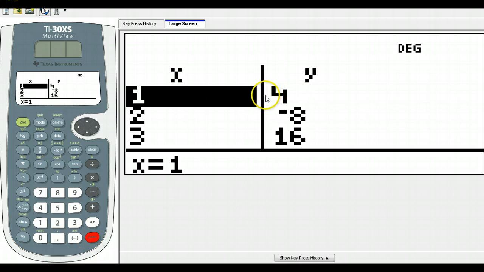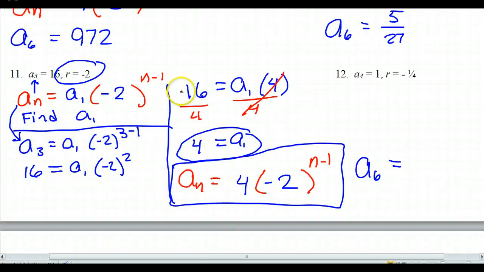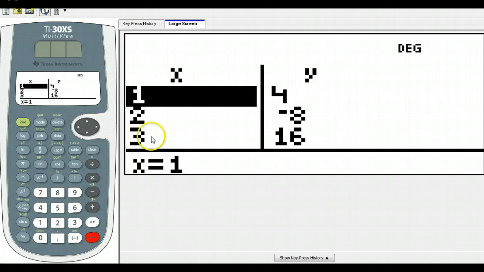If we have the right rule, then these y values should be the first 3 values of the sequence: 4, -8, and 16. If I look back, oh, I just remembered we can't check all the values, because we're only given one value. We're given A3 is 16. So if these are the right values, then the third value should be 16, and it is. So that's a good indication that we have the right rule in place.